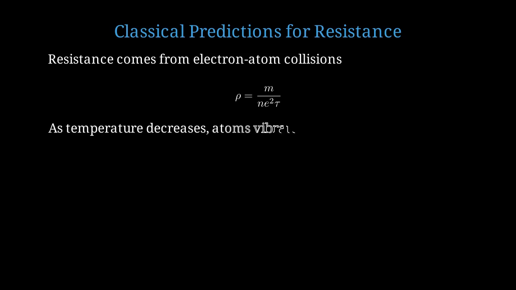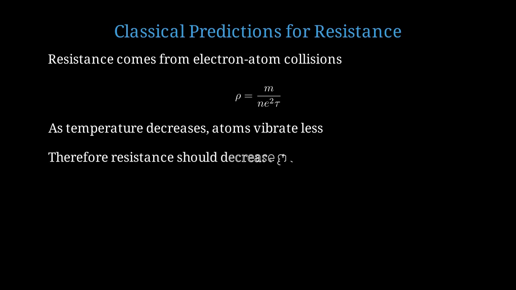As temperature decreases, the thermal vibrations of the lattice atoms decrease. This means fewer and less violent collisions with the electrons. Therefore, classical theory predicted that resistance should decrease smoothly and gradually as temperature dropped. The decrease should be monotonic and continuous. In fact, the simplest models suggested resistivity should be proportional to temperature. At low temperatures, you might expect something like ρ of T proportional to T.